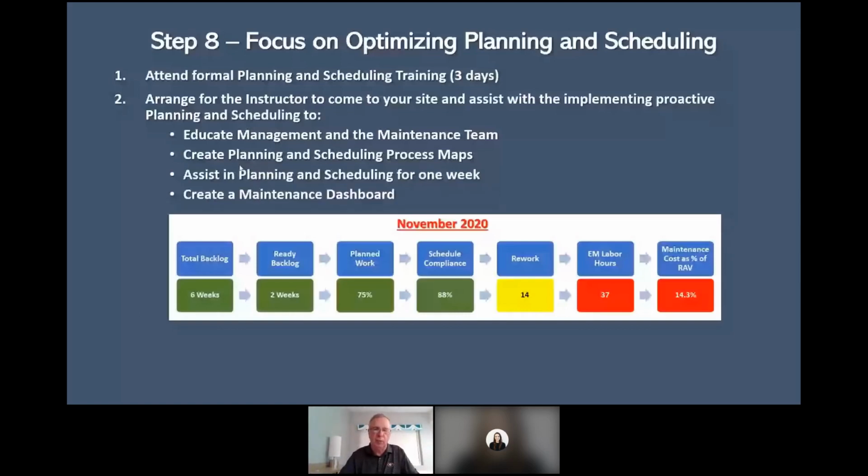Create a maintenance dashboard. So we look at this one: total backlog 6 weeks, ready backlog 2 weeks, planned work 75% of our work is planned, schedule compliance 88%, rework, meaning equipment failed after we did something to it in maintenance, 14, emergency labor hours 37, maintenance cost as a percent of replacement asset value 14.3%.